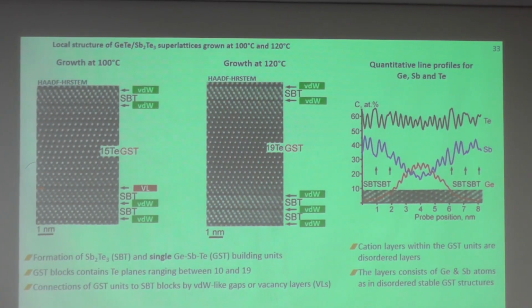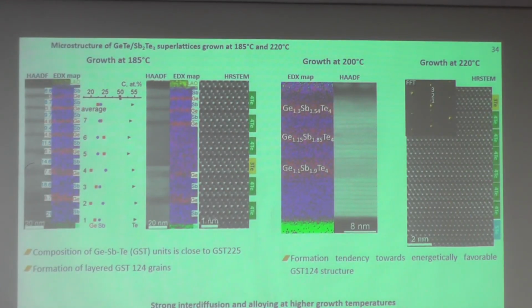If we increase the temperature until 185 degrees C, we found also huge changes in the microstructure. Here, the germanium and antimony intermix more and more. In some grains, we found even the formation of stable trigonal phases.